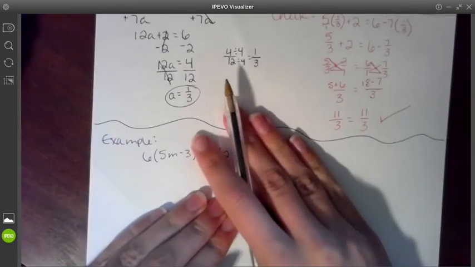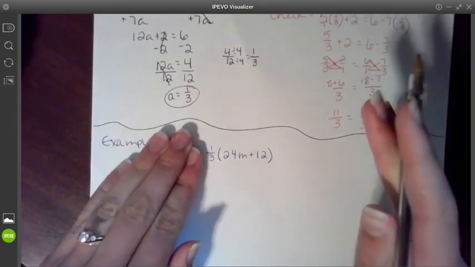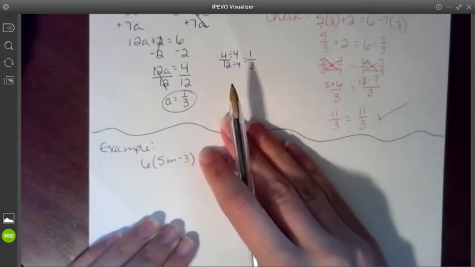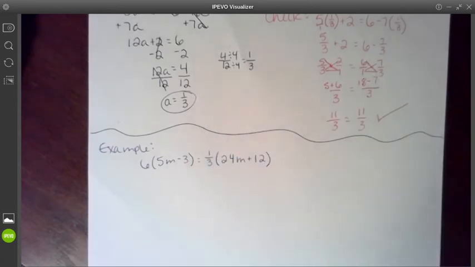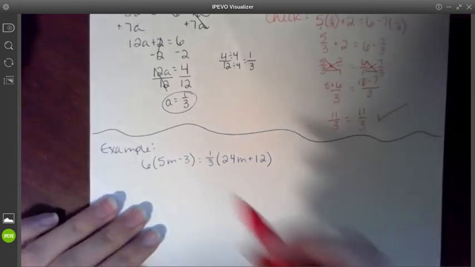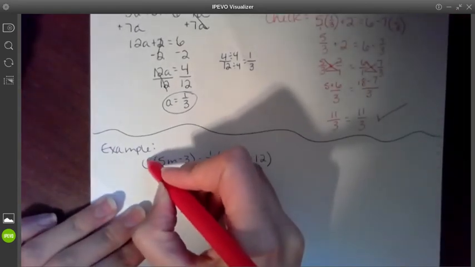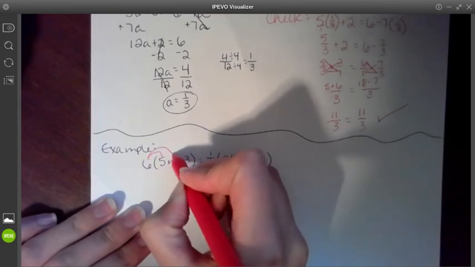Each side here should look pretty familiar from 1.4, the distributive property. So I'm trying to simplify this. I don't know what to do first. I think I'm just going to start by distributing. All right, so I'm going to do this side first.